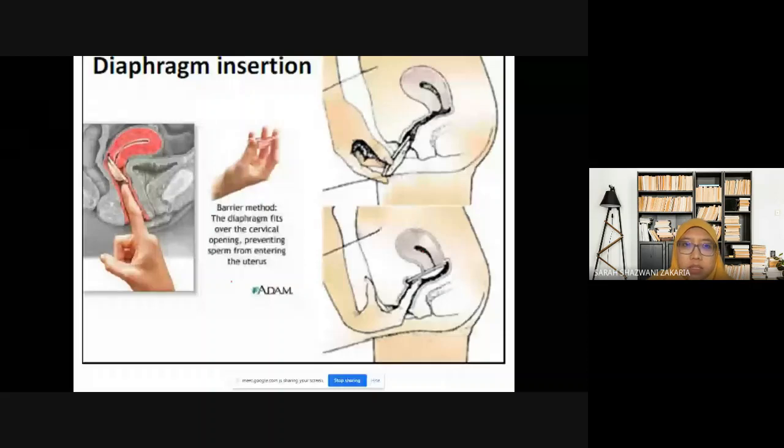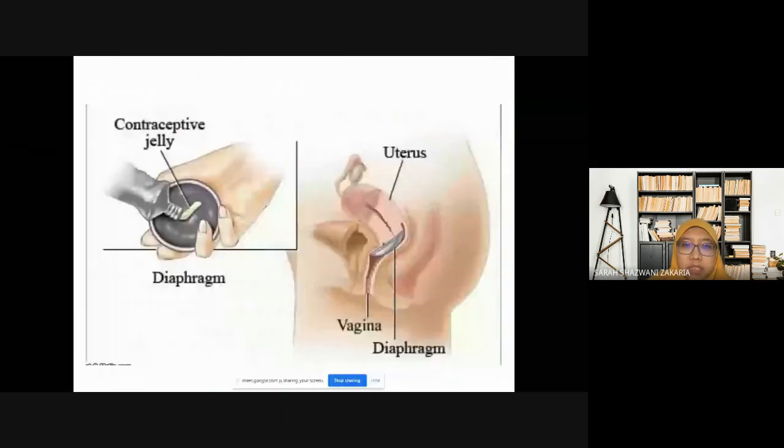This is an example of spermicide. In addition to using the diaphragm, you apply this jelly. This jelly is spermicide. You understand spermicide is a substance that kills the sperm, or makes it abnormal. We make the sperm abnormal, and therefore it will not fertilize the egg.